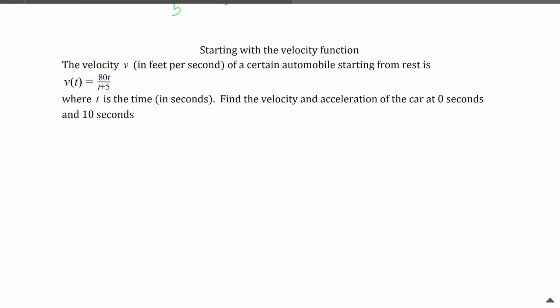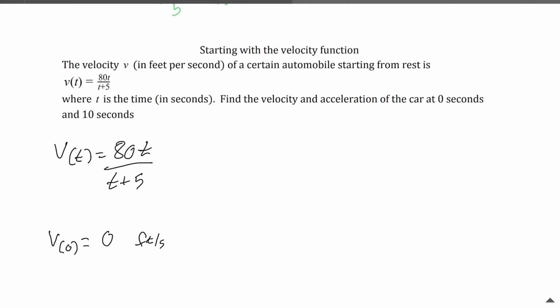So first thing we need to do is identify our velocity function and identify our acceleration function. Let's start with our velocity. They gave this one to us: the velocity is equal to 80t over t plus 5. If we want to find our velocity at 0 seconds and 10 seconds, we just have to substitute those values in for t. So the velocity at 0 is 0, right? It makes sense. It's at rest at that point in time, so it's not moving at all. And that's the velocity in feet per second.